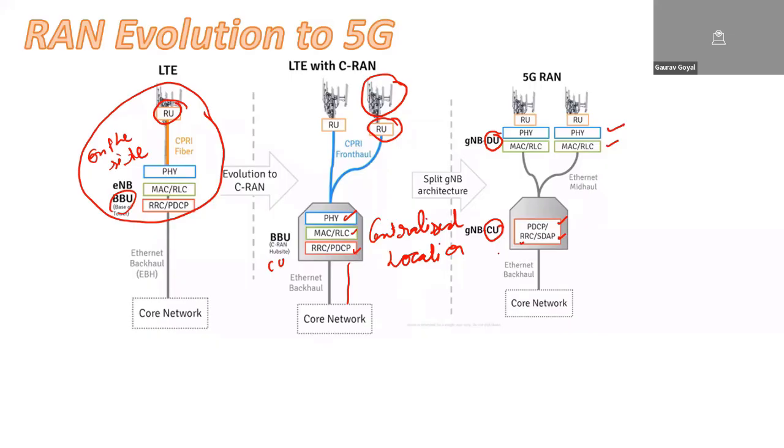Generally, gNodeB CU is virtualized and runs in the context of the virtualized edge. So this CU is mostly virtualized, and gNodeB DU might be integrated with the radio head, but it can also be virtualized and run on the edge or the cloud, right? So DU can also be virtualized.